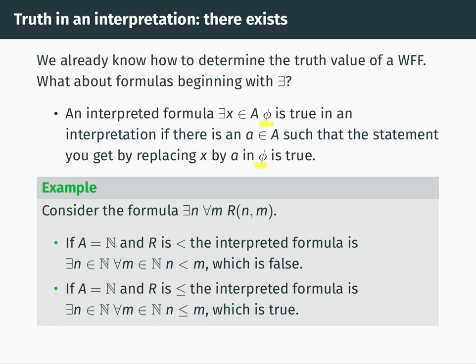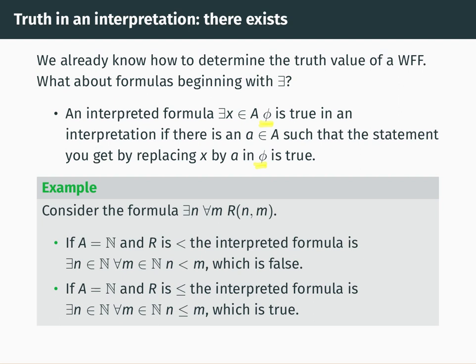Let's try some example then of doing this, because it will become a little clearer when we try this. So we'll consider the first order formula: there exists n for all m, R of n and m. So to interpret that, I have to give a set from which the variables n and m come, and a relation R on that set. So in our first interpretation, we'll choose A to be the set N, and R to be the relation less than.